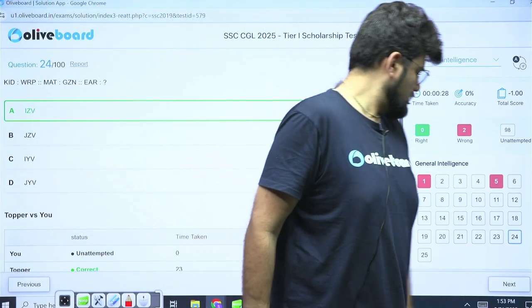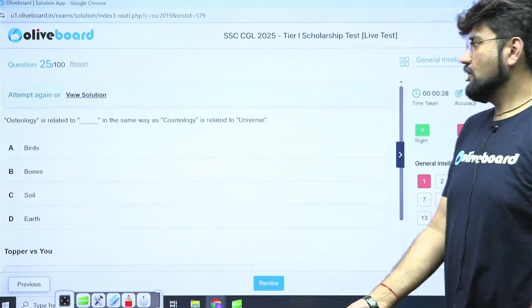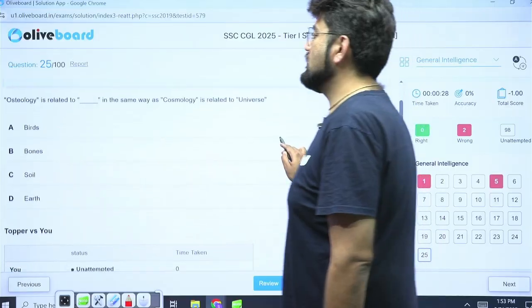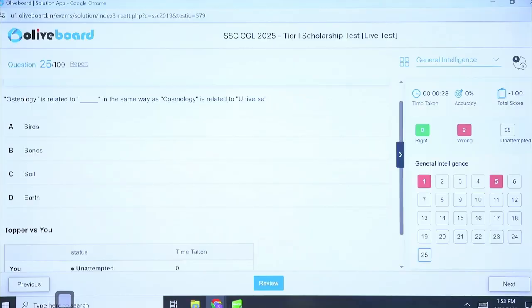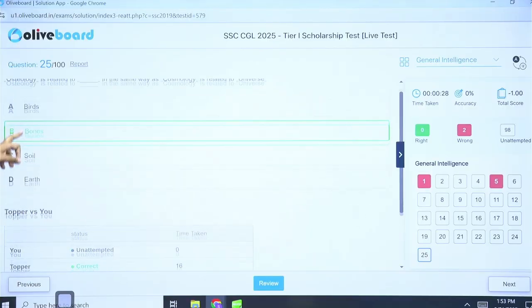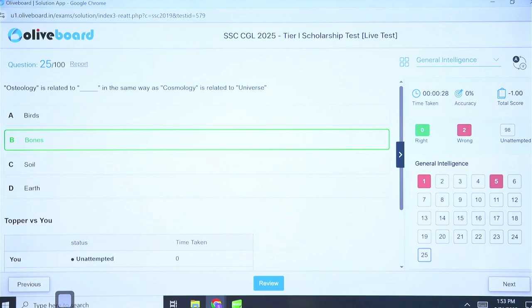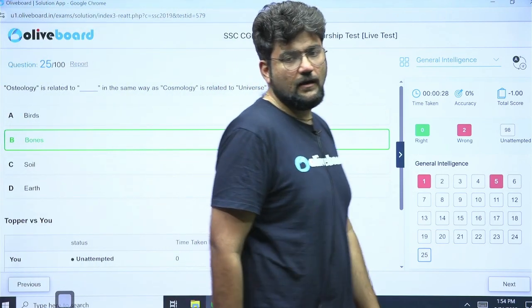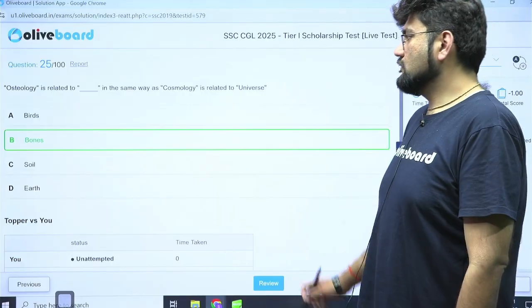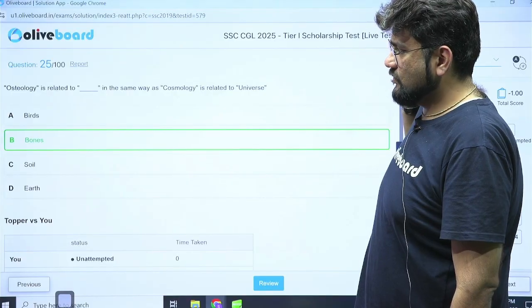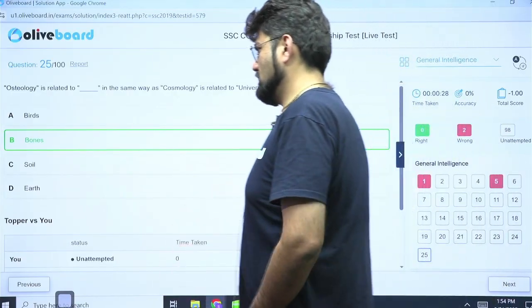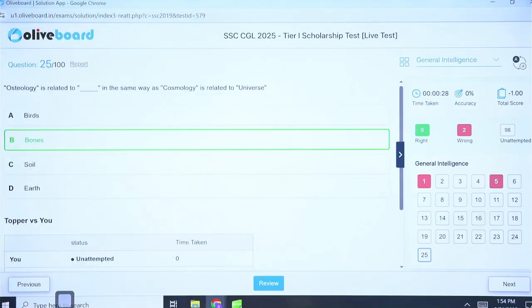And the last question for the scholarship test. Osteology is related to dash in the same way cosmology is related to universe. Osteology is the study of bones. Cosmology is the study of universe. Simple word analogy based question. Option B is the right answer. Okay. Study of birds is known as ornithology. Study of soil is known as pedology, if I am not wrong, and study of earth, not sure, maybe geography. Is it? Yeah, so these are the words in front of you, and that's all.